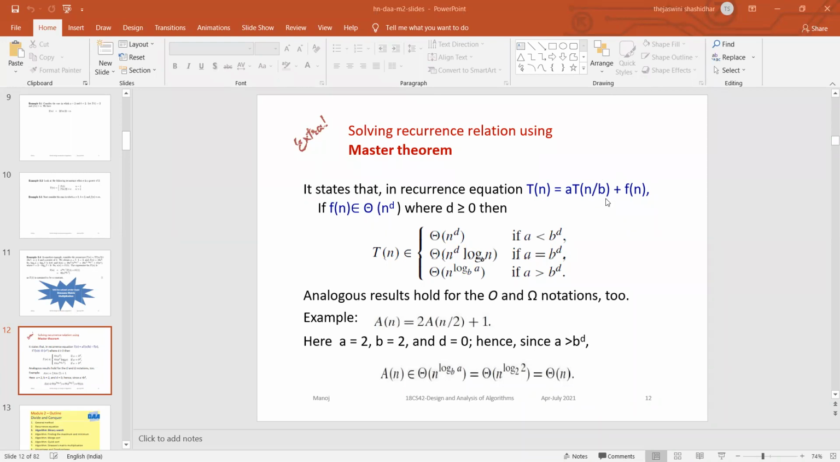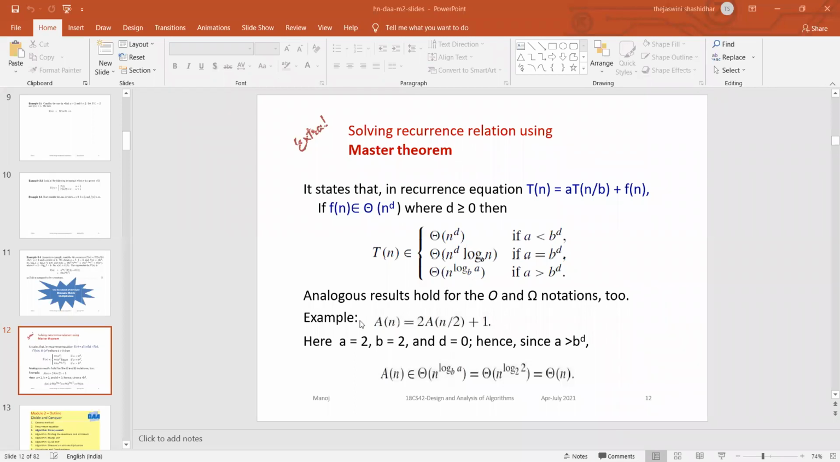b is the number of subproblems. What is a? It is a constant. If a is less than b power d, it is n^d. If a equals b power d, it is n^d log n to base b. If a is greater than b power d, it is n^(log a to base b).